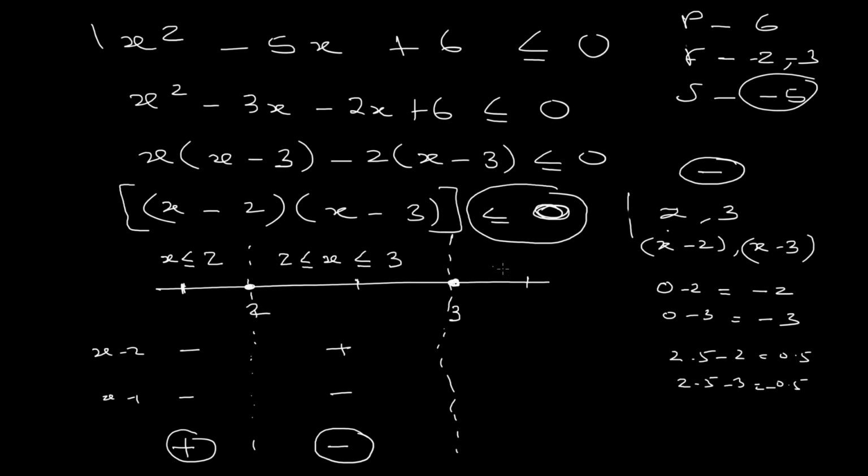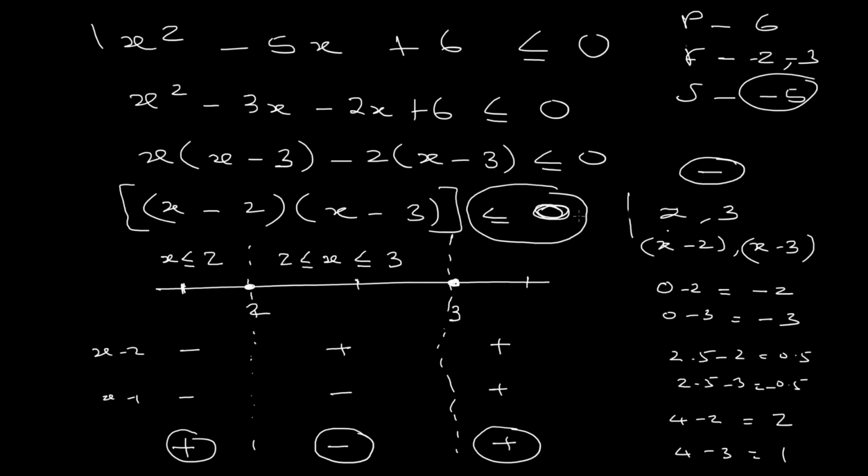Right, let's continue. We check this side. Now I'll get a 4. Anything above 3, so I'll get a 4 to make it easy for myself. So I'll say 4 minus 2 gives me a positive, which is 2. So I'll put a 2 here, a positive. Then 4 minus 3 gives me 1, which is a positive. So my answer is positive here.